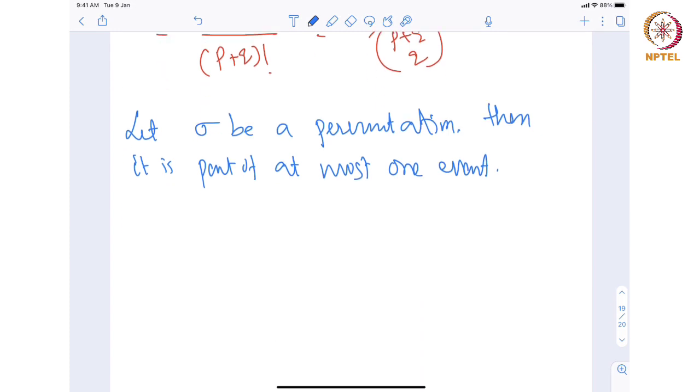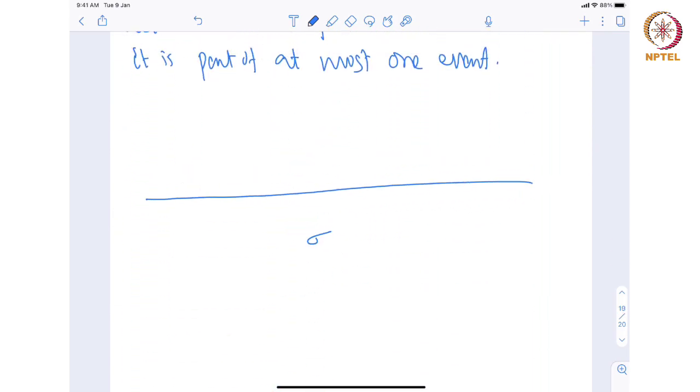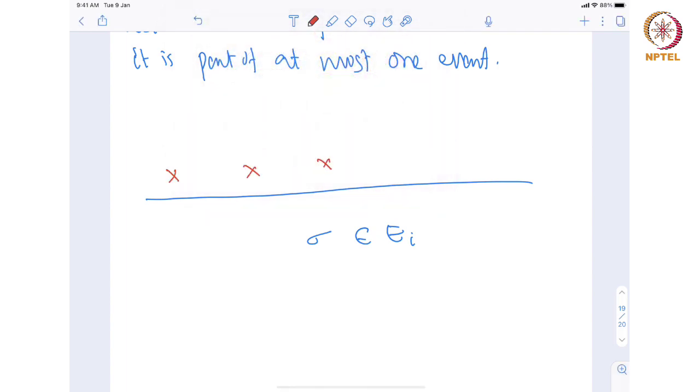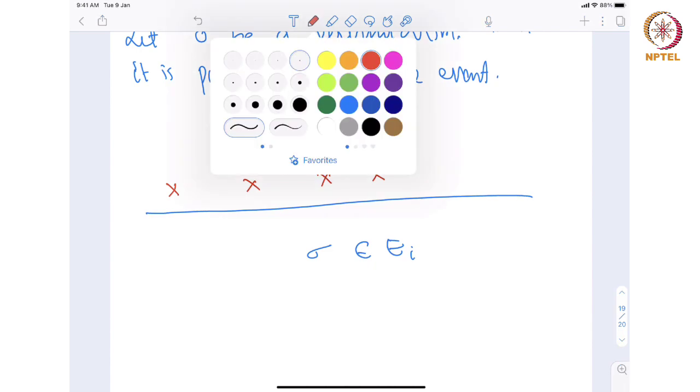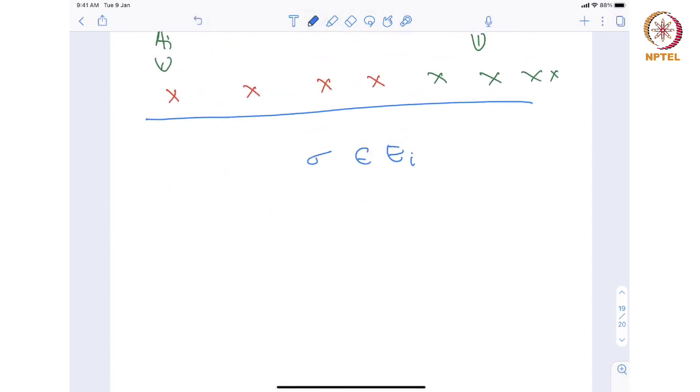Okay. Now let us look at this. Why? So let's suppose you fix a row, and suppose this is event ei. Now what is the meaning of this? That all the red crosses of ai occur here, and all the green crosses. Okay. So these are elements of ai and these are elements of bi.